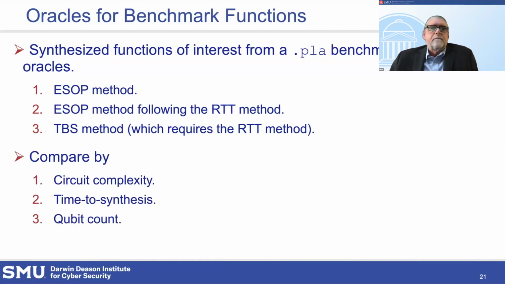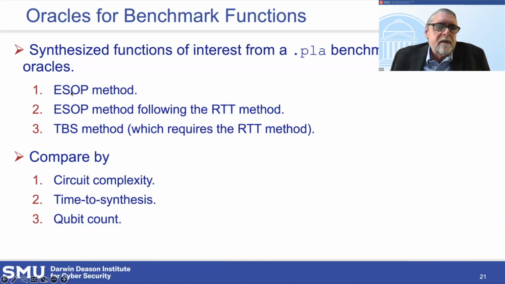So we compared these two methods using just some standard benchmark functions. And we compared them with 3 metrics, one called circuit complexity, which is roughly equivalent to quantum cost, the time to synthesize, and the required number of qubits.